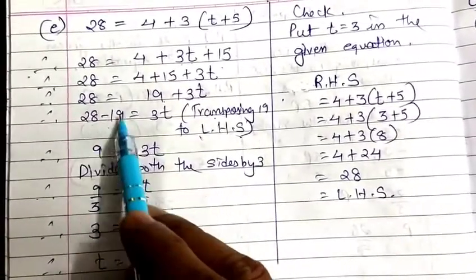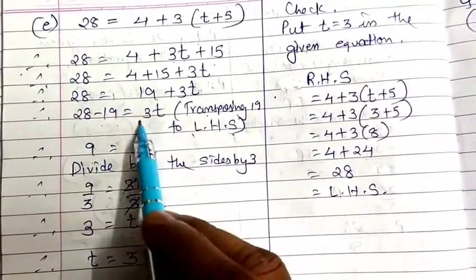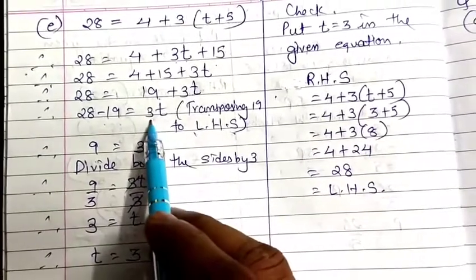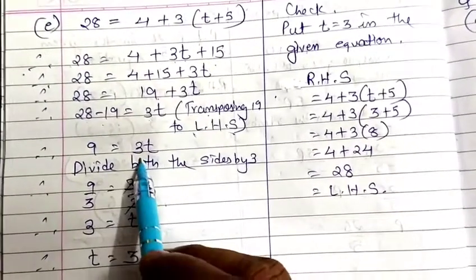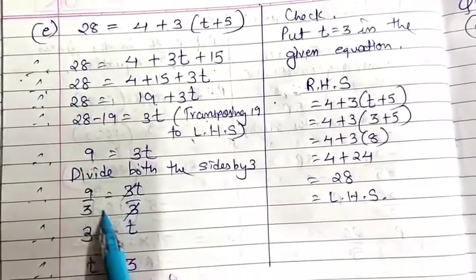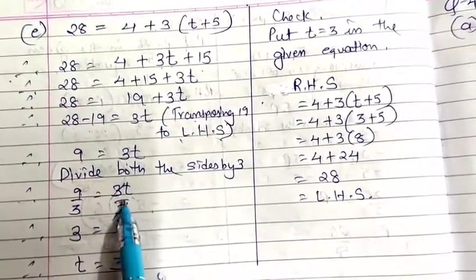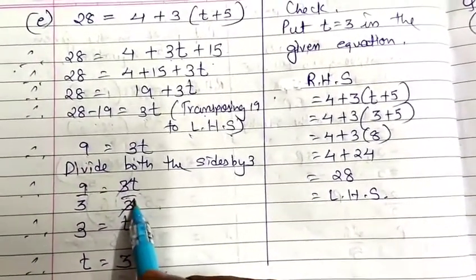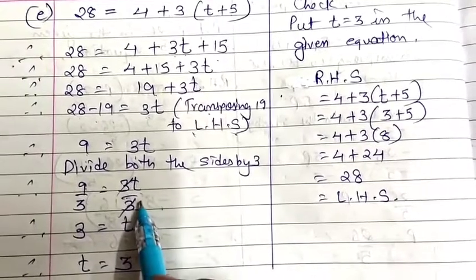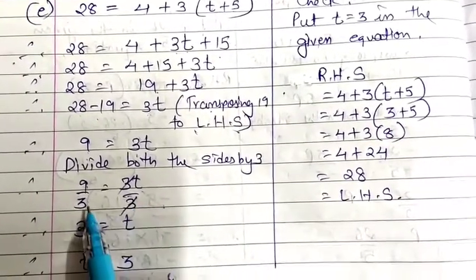By doing such, 28 minus 19 gives 9. Now try to eliminate this 3. So we have to divide this 3 times t by 3, and we have to divide this 9 also by 3. See, you have to divide both the sides. Whatever value you are dividing on any one side, the same value you have to take on the other side to divide.